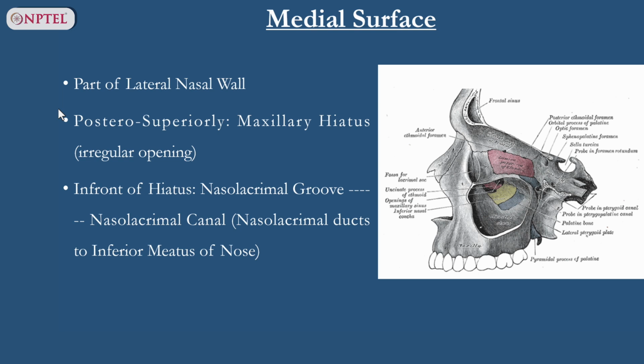The medial surface of the maxilla forms part of the lateral nasal wall. On its postero-superior aspect lies the maxillary hiatus, an irregular opening. In front of this hiatus lies the nasolacrimal groove and canal, through which the nasolacrimal duct opens into the inferior meatus of the nose.